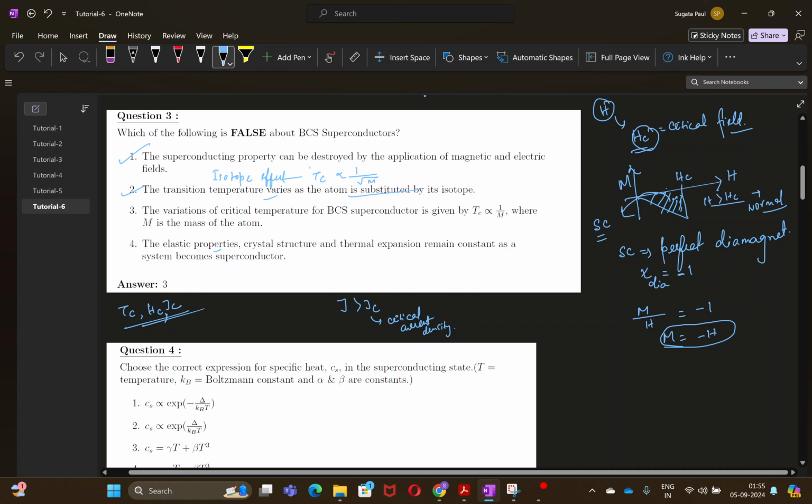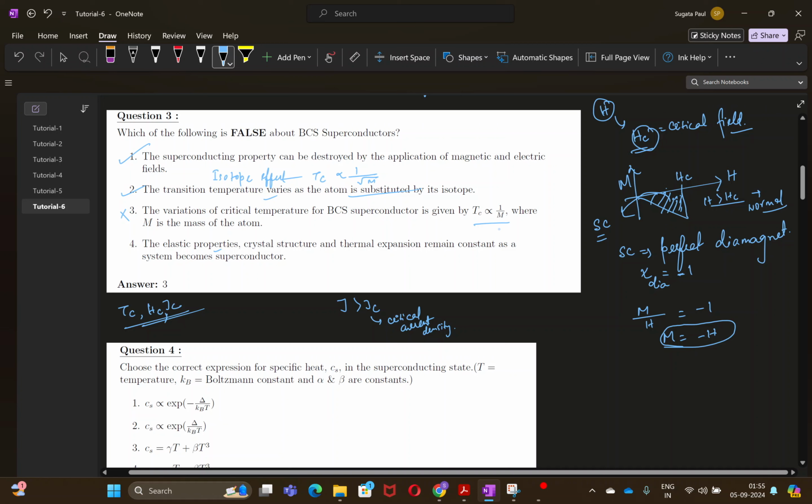The third option is that the variation of critical temperature for a BCS superconductor is given by Tc proportional to 1 by m, where m is the mass of the atom. Just by looking at it, you can see that this is wrong, because here the relation is given as Tc proportional to 1 by m.